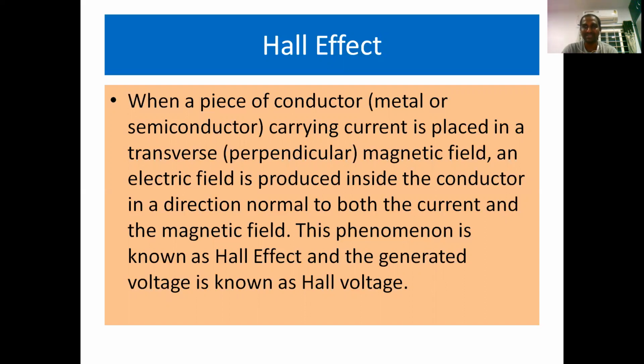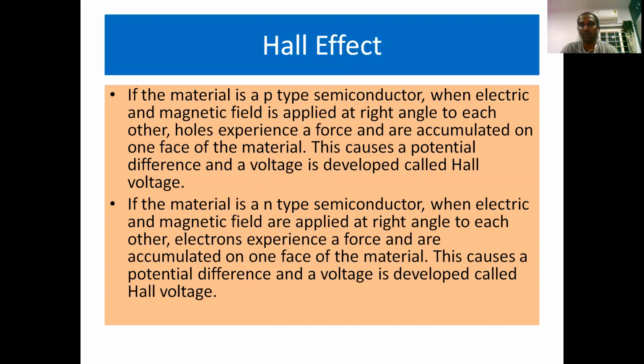If we consider a piece of semiconductor or metal carrying current placed in a transverse magnetic field, an electric field is produced inside the conductor in a direction normal to both the current flowing direction and the magnetic field direction. This phenomenon is known as the Hall effect and the generated voltage is called the Hall voltage.